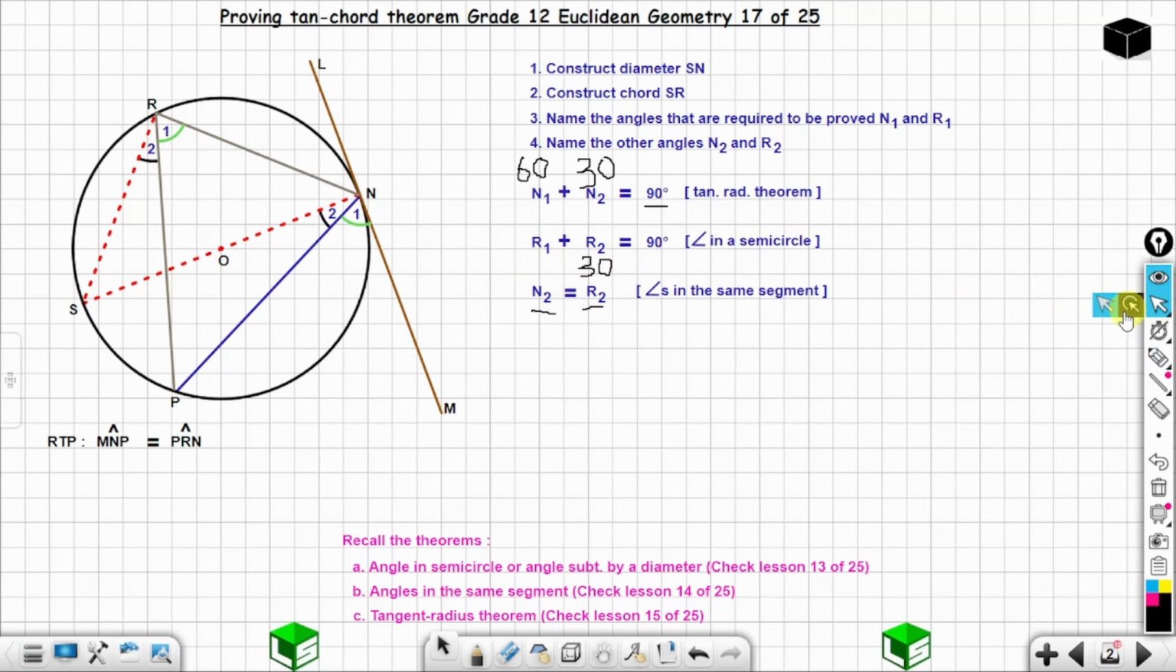So N1 is equal to R1. Can you see, N1 is the angle MNP, which is equal to R1. R1 is the angle PRN. Okay, so we have proved it.